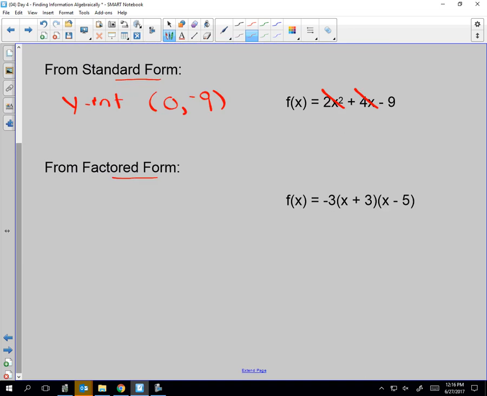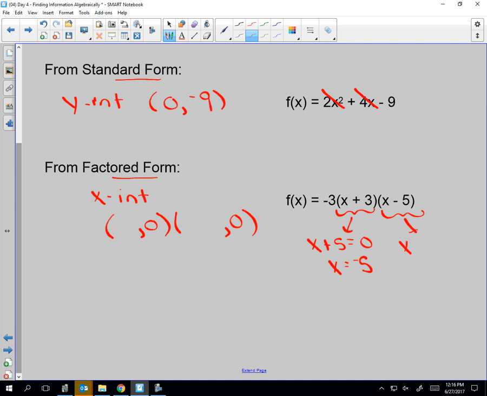Now, factored form. Factored form is very good for giving us our x-intercepts. X-intercepts happen when the equation or the y equals 0. So we're finding these points, and our x-intercepts come from factored form. When we take each factor that we're given, we set the factor equal to 0, and we solve for x. Same thing in this situation here. We take the factor, set it equal to 0, solve for x, and now we have our two x-intercepts.